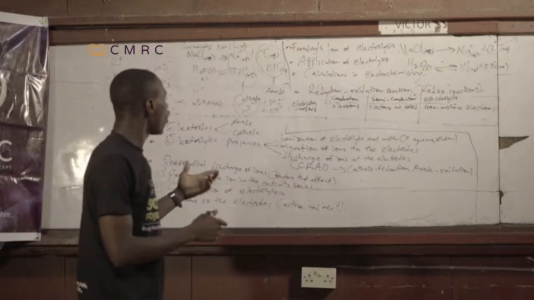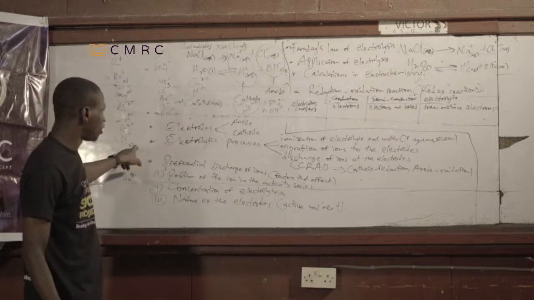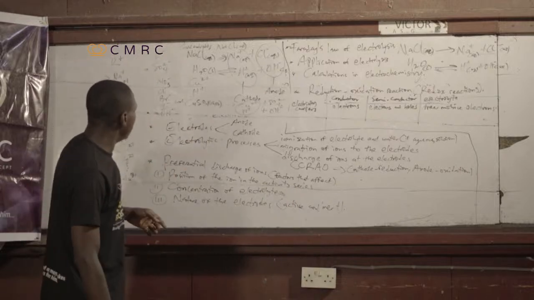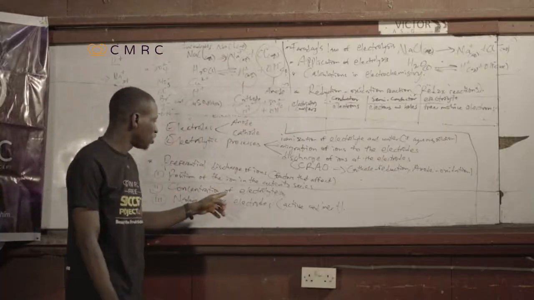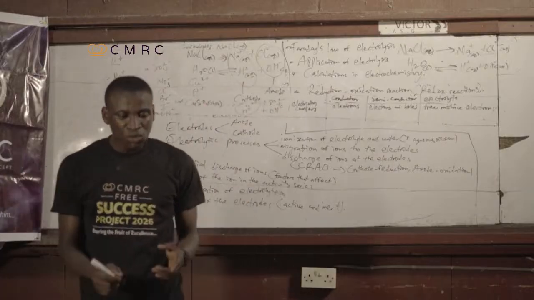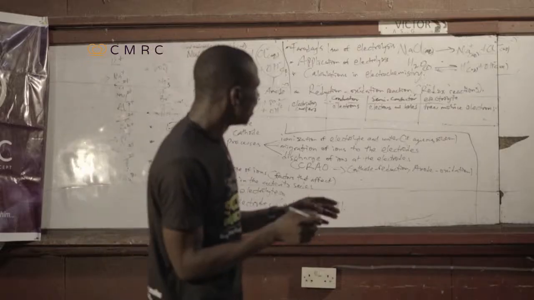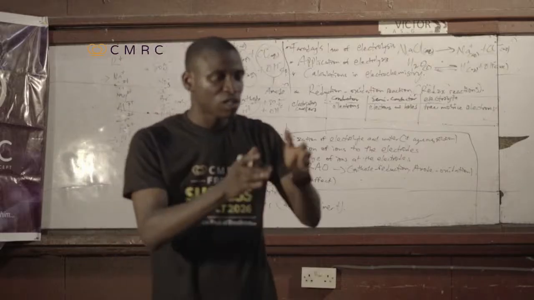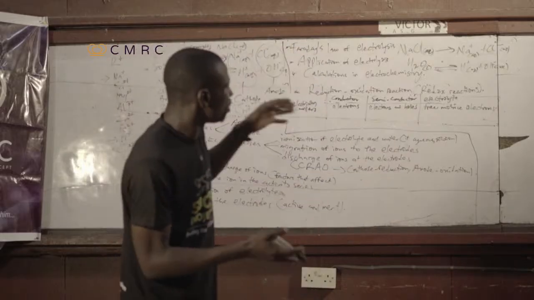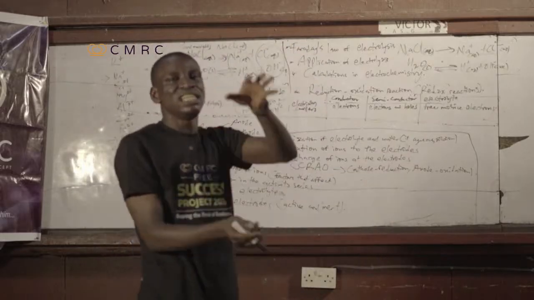So which one is more concentrated here? Cu2+. So that means Cu2+ will be discharged at the expense of H+. So that's what concentration of the electrolyte does. Now you need to check the concentration. If the electrolyte is concentrated, that means the ions that will be produced will also be concentrated.